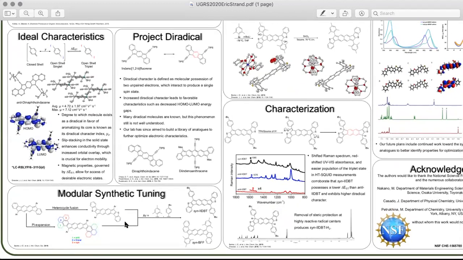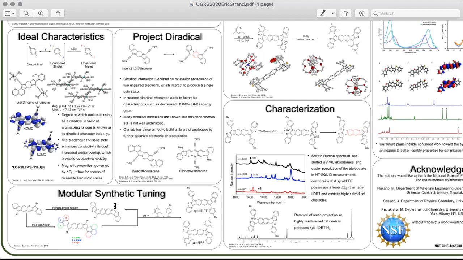So as we were talking about, the synthesis of these is pretty modular. We can have pi expansion, whereby we change the orientation of the terminal aryl units and have a variety of regioisomers. We can incorporate heteroatoms or heterocycles into these rings, as you can see, benzothiophene units incorporated here.